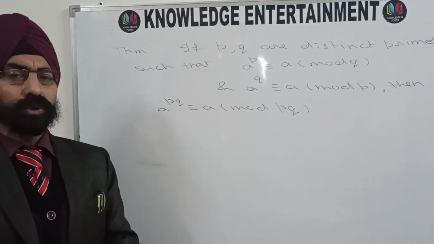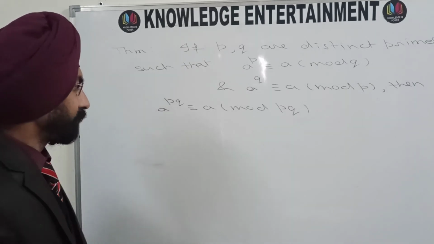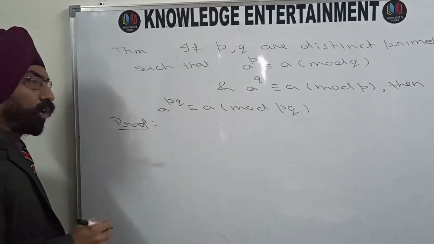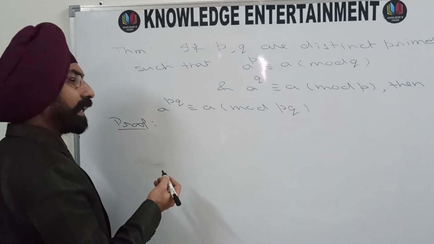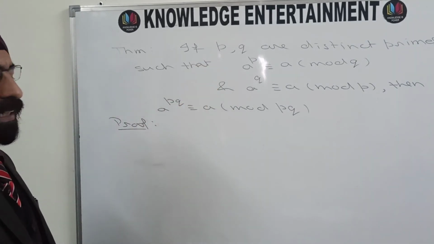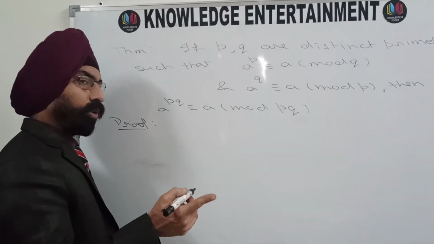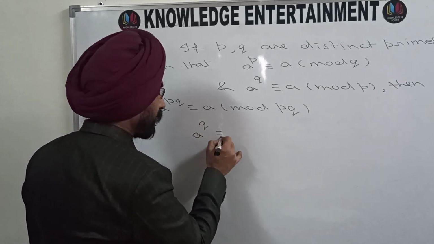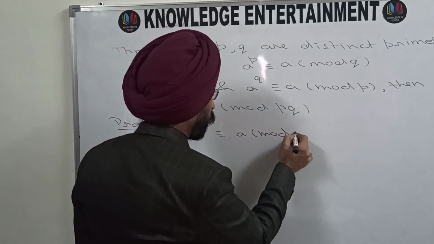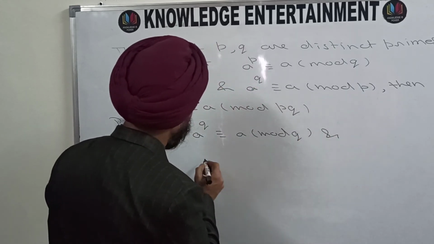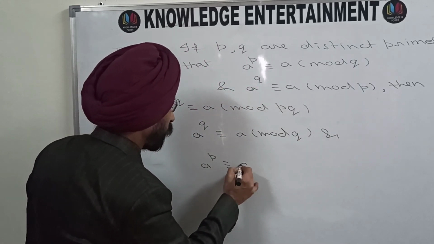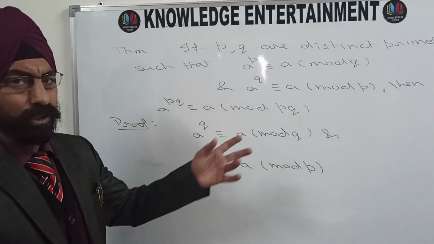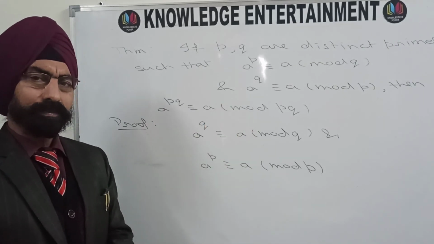So to prove this, we will use in fact Euler's theorem or Fermat's little theorem. So how to prove it? Proof is not very difficult. It is in fact very easy. P and Q are distinct primes. So first of all, you will get A raised to the power Q is congruent to A modulo Q, and A raised to the power P is congruent to A modulo P by using that Euler's theorem.